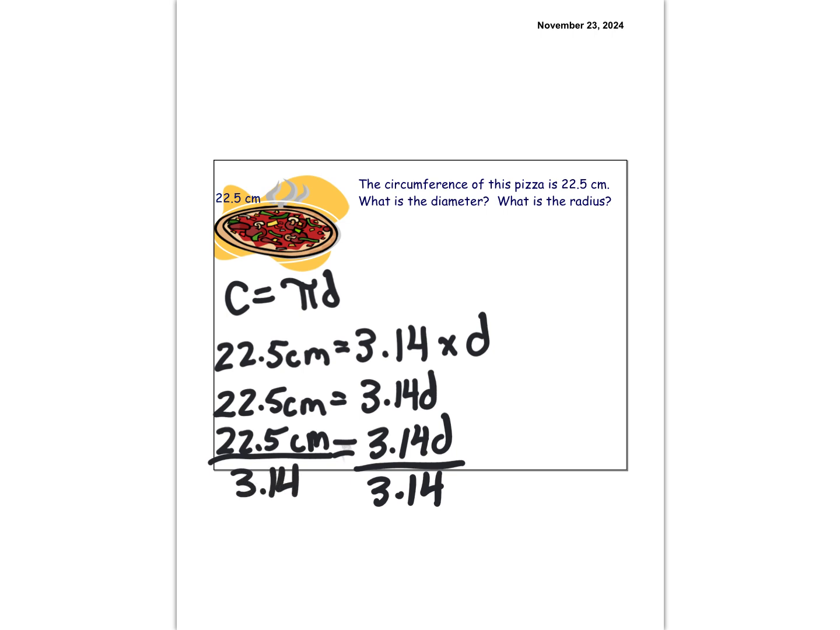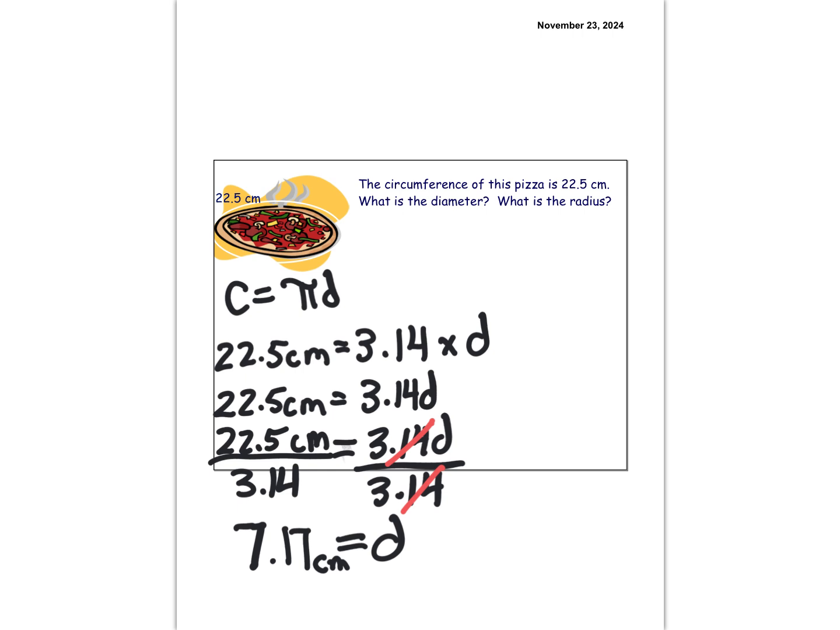Now, we know from our regular work that these will cancel. And we know that our final answer here, the diameter, is the equivalent of what, 22 and a half divided by 3.14. And that will give us 7 and 17/100 centimeters. Now, that's the diameter.